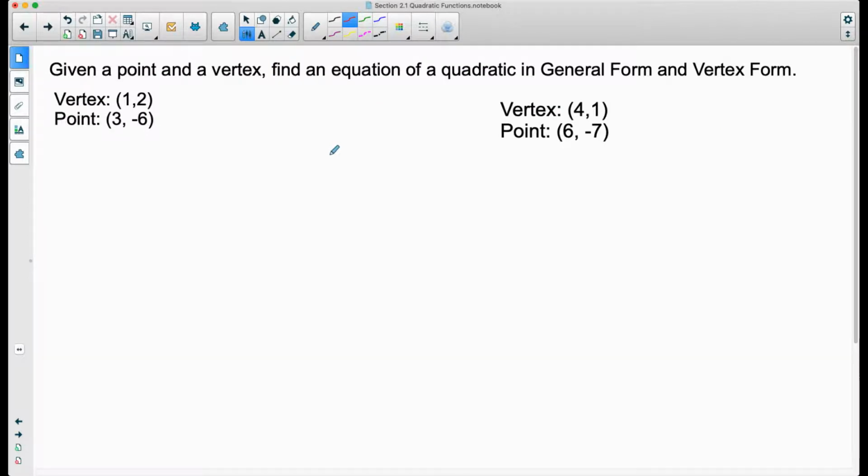Okay. So I've given you the vertex. I've given you a point. I want you to write the equation in both forms. So think about it for a second. I'm giving you the vertex and I'm giving you a point. Which form do I start off with? The vertex form, or the standard form, or whatever it is?